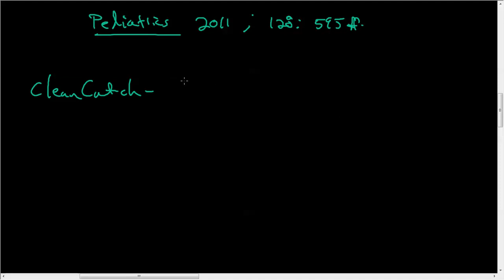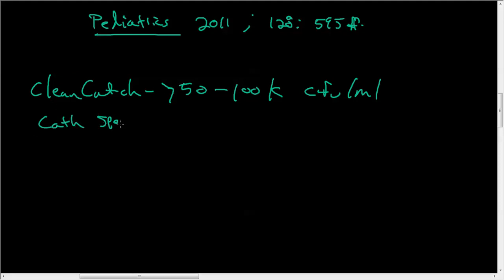So clean catch was defined in the older guidelines as greater than 50 to 100,000 colony-forming units per milliliter. A cath specimen was greater than 1,000 CFUs, and suprapubic, because it went through a sterile field, was any growth.